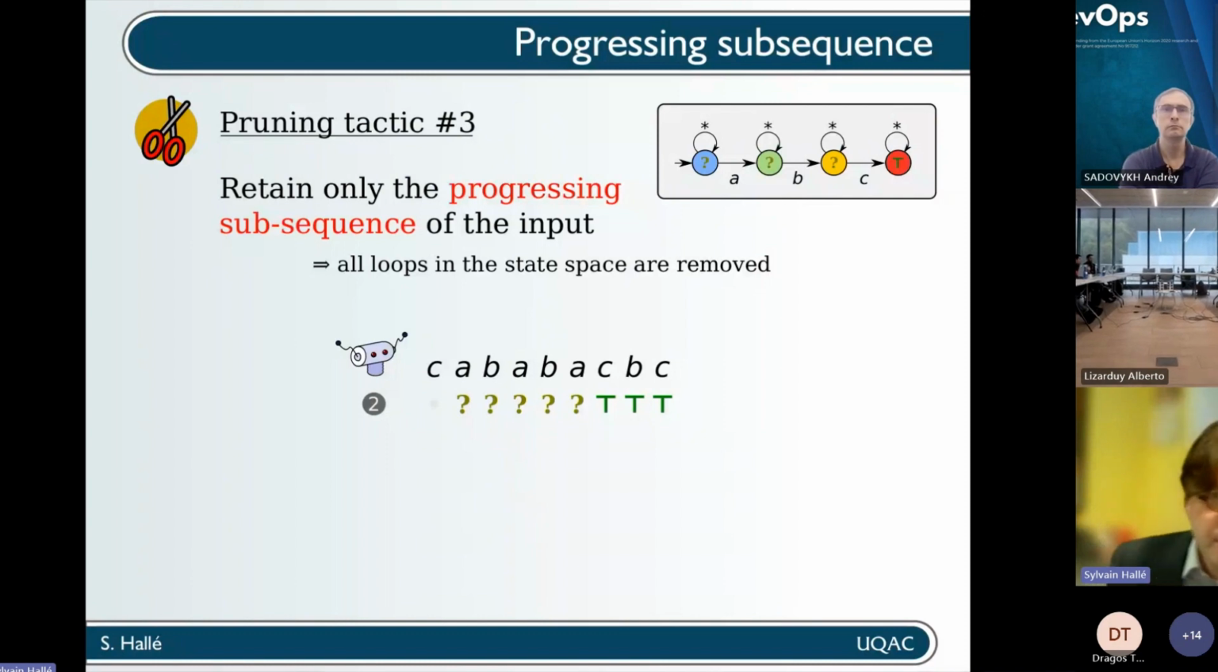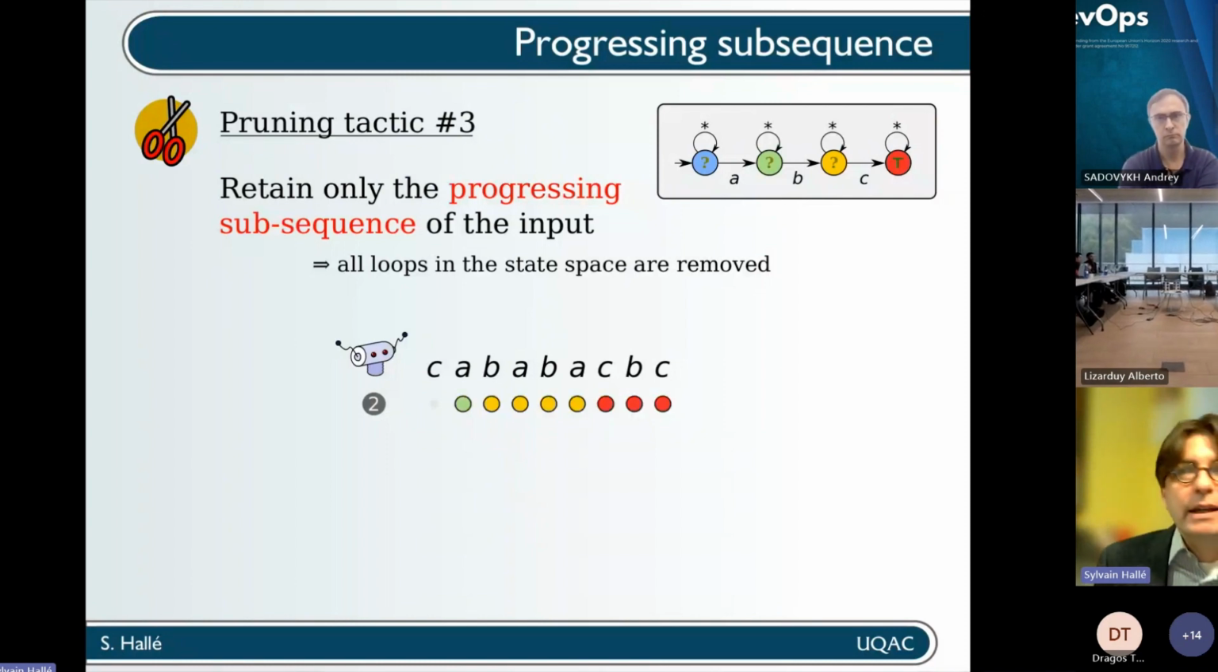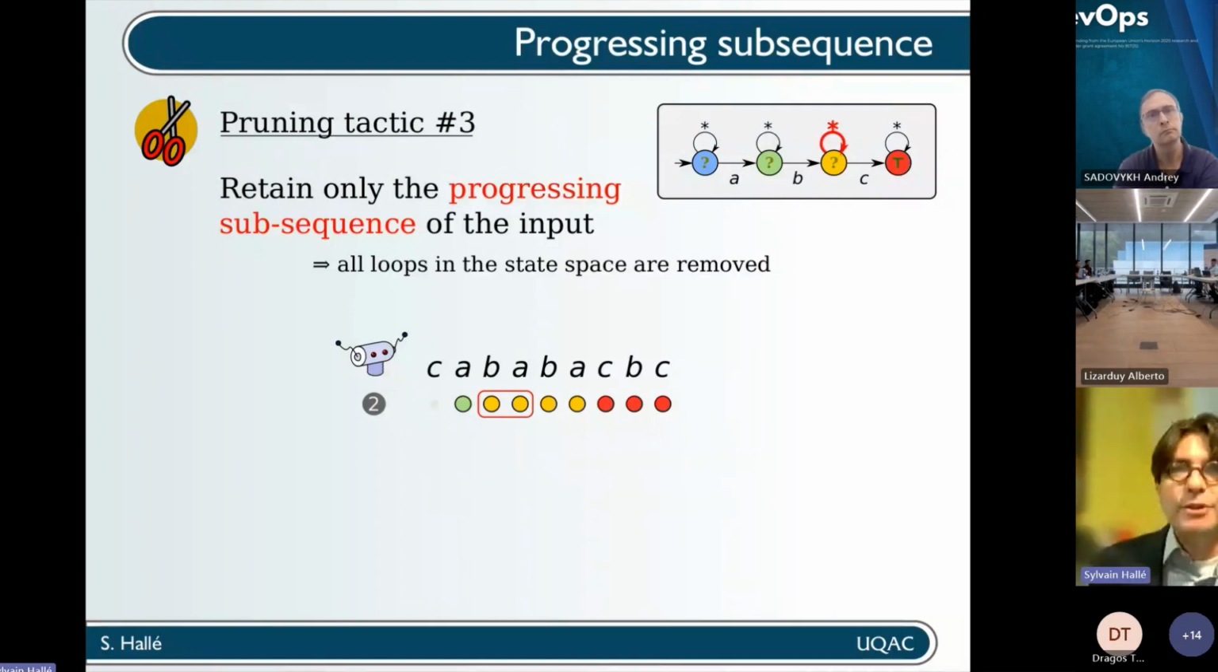So in the case of monitor instance number 2 here in the slide, if you look at the sequence of states that we are in after reading each event, what we will keep is only the transition between two colors. So for example, here, the two successive yellow states are irrelevant. We can keep just one yellow state. And so what we get here would be just one green state, one yellow state, and one red state.